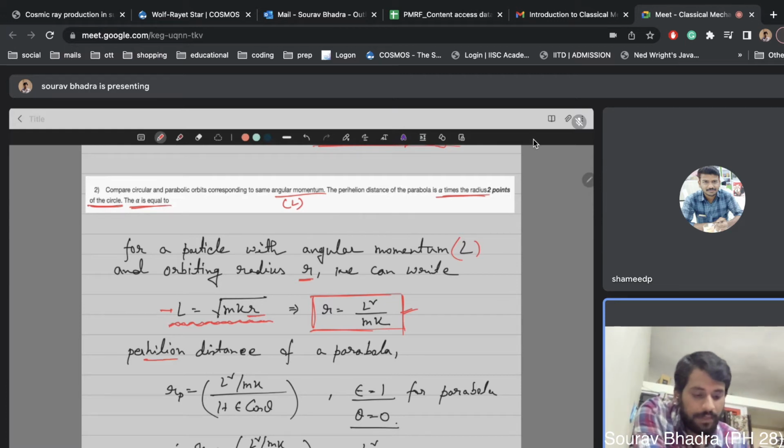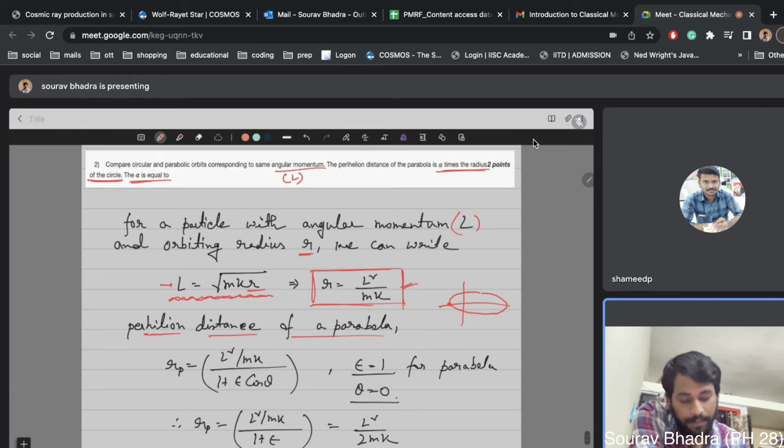Now, perihelion distance of a parabola. Perihelion distance means the closest approach of a body in a parabolic system. So that is called the perihelion distance, and for a conic section you can write that r equals L square by mk times 1 plus epsilon cos theta. Now if you put theta equals 0, that will give you the perihelion distance of that parabola. I have done the same thing, and also know that for a parabola another condition for eccentricity is epsilon equals 1.